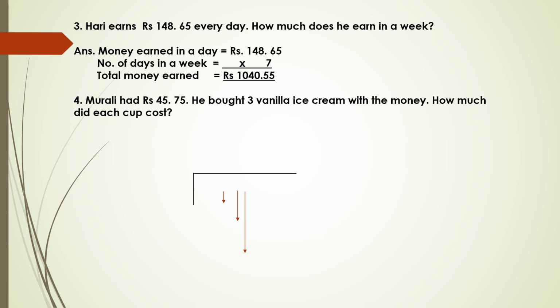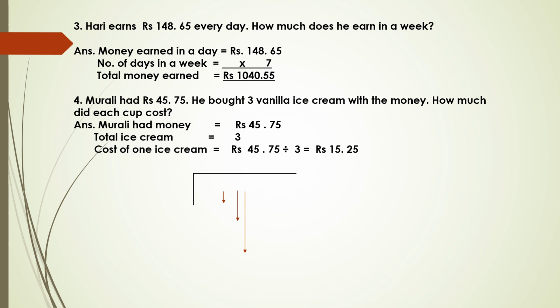Children, fourth question: Murli had rupees 45.75 paisa. He bought 3 vanilla ice creams with the money. How much did each cup cost? Now the total money Murli had is 45 rupees 75 paisa and he bought 3 ice creams. So what is the cost of one ice cream, the question is asking. So you have to divide here. You can see how it is divided. 45 rupees 75 paisa is written in the dividend part and for the divisor you write 3.